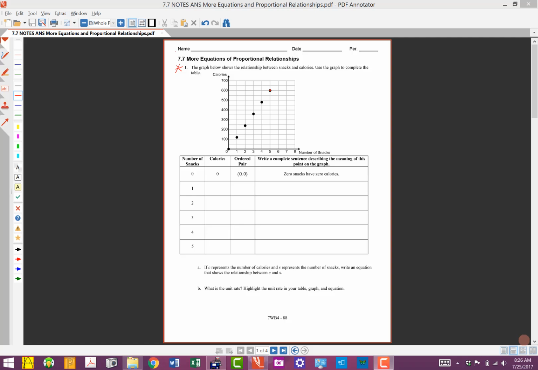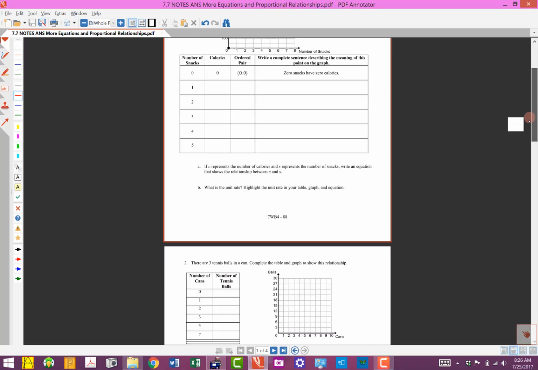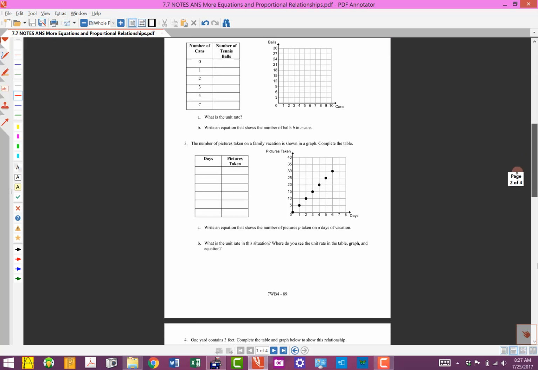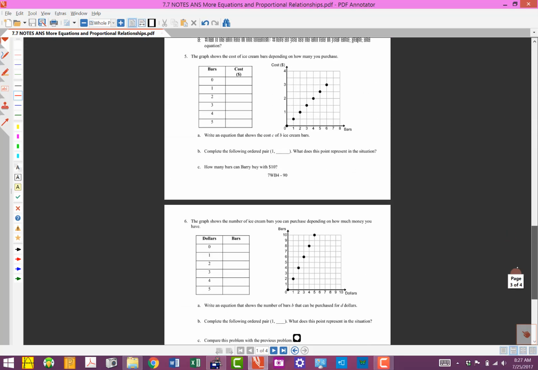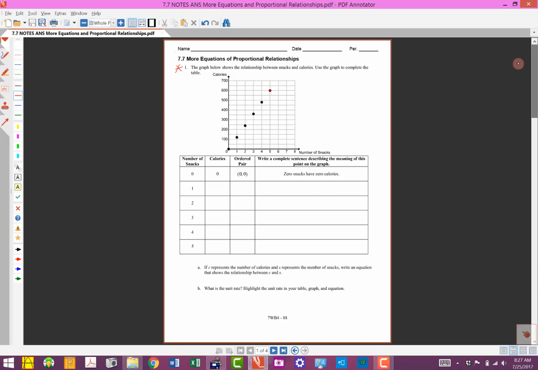Okay, this is the last section in this unit. It's 7.7. We're going to be dealing more with equations and proportional relationships, tables, graphs, all that sort of stuff, putting these things together and reviewing. So you'll notice that this first problem takes up the first full page, and then the next couple problems are kind of like half a page apiece, but we're actually going to do problem number 1 from your assignment. So let's go ahead and take a look at that.